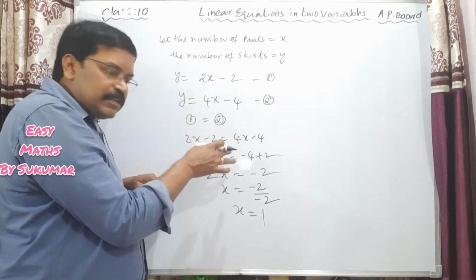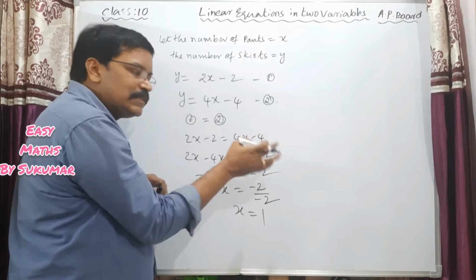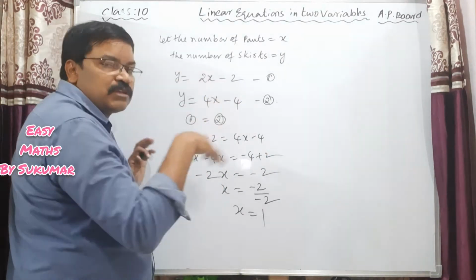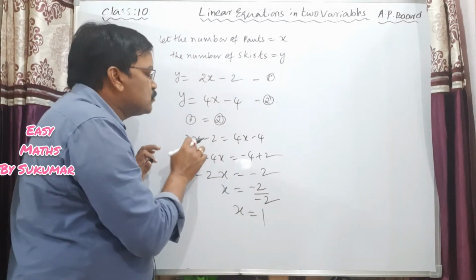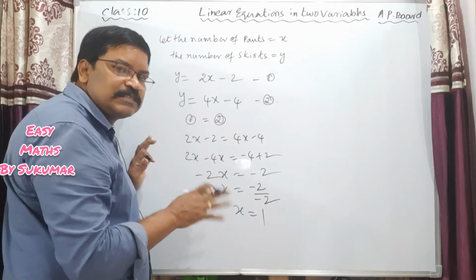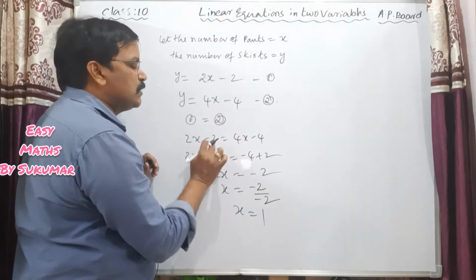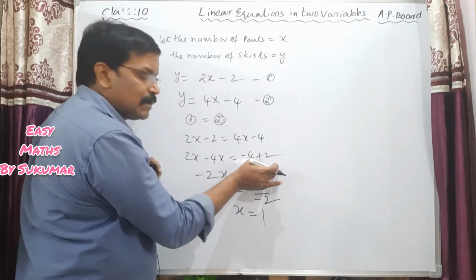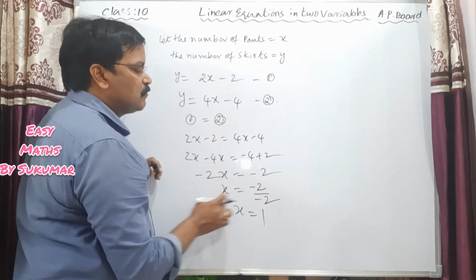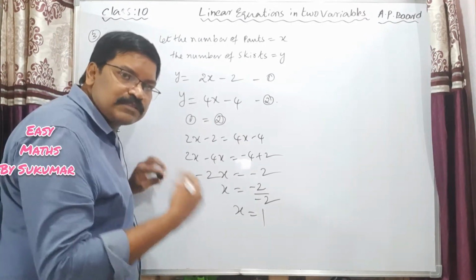See, again I am repeating here. 2x minus 2 is equal to 4x minus 4. The reason here is both the left hand sides are equal. So that means the right hand sides are also equal. So that means 2x minus 2 and 4x minus 4 are equal. The next step is just collect the like terms. 2x minus 4x, this minus 2 just transpose to the other side, that will become plus 2. So minus 2x is equal to minus 2. So x is equal to minus 2 by minus 2, that is equal to 1. So the value of x is equal to 1.